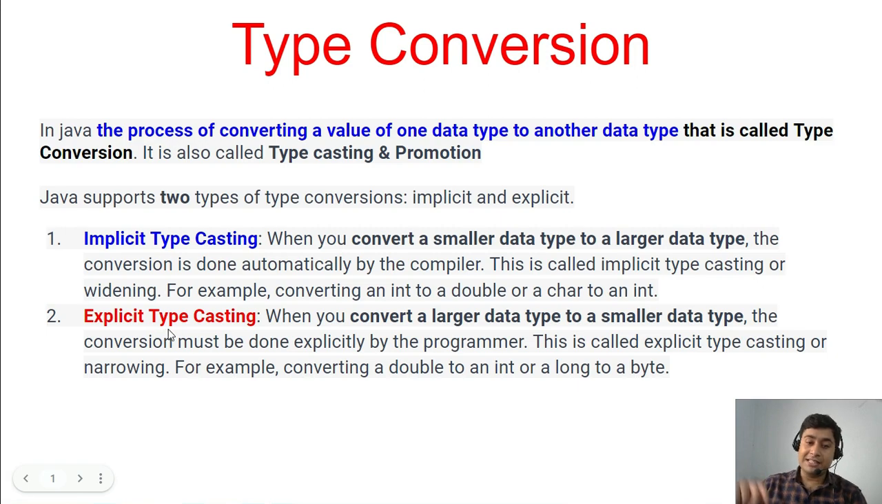What is explicit type casting? When you talk about explicit type casting, you convert a larger data type to a smaller data type. It means you have one bucket of water and you want to store that bucket of water in one small glass. Okay, if you put a bucket of water into a small glass, what will happen?